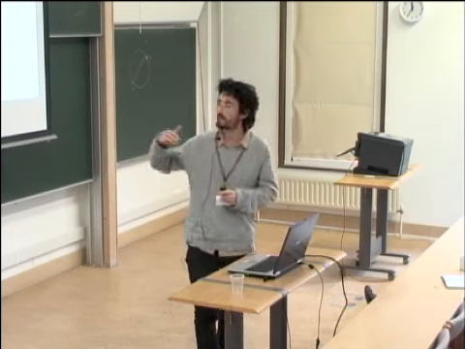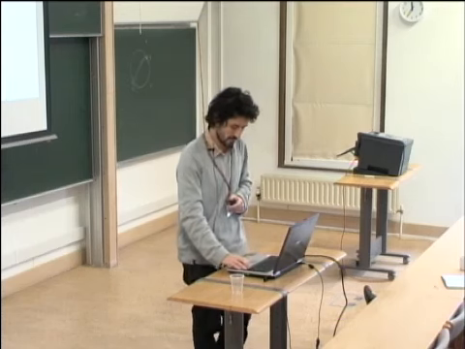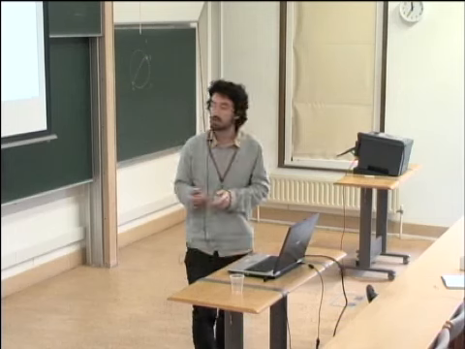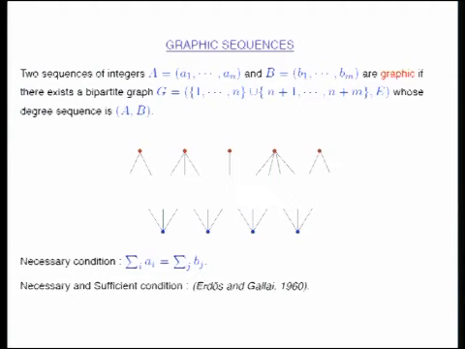So I want to define a kind of bipartite configuration model in space. First of all, it's called a graphic sequence. It's a set of integers a1 to an, and a set of integers b1 to bm. We call them graphic if there exists a bipartite graph whose degree sequence is exactly the a's and the b's. Bipartite means all red points are connected to blue points, and blue points to red points. And you are not allowed to have loops or multiple edges.